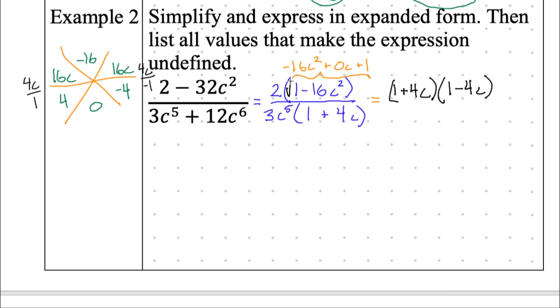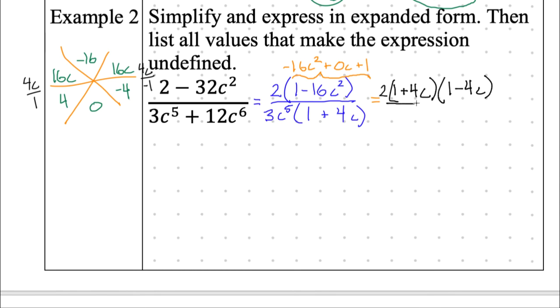Again, if you just use a shortcut, it will jump directly there. The shortcut is take the square root of the first, the square root of the last, and if it's a difference of squares, it's a pair of conjugates. So there's that. And don't forget that 2 that's still out front, the greatest common factor. This 2 right here. All right, for that denominator, I can't do anything.